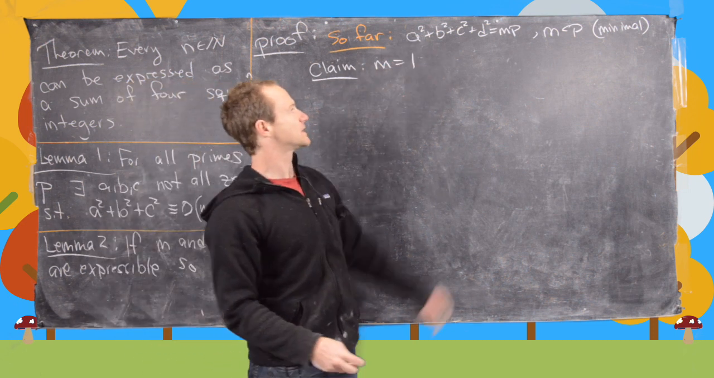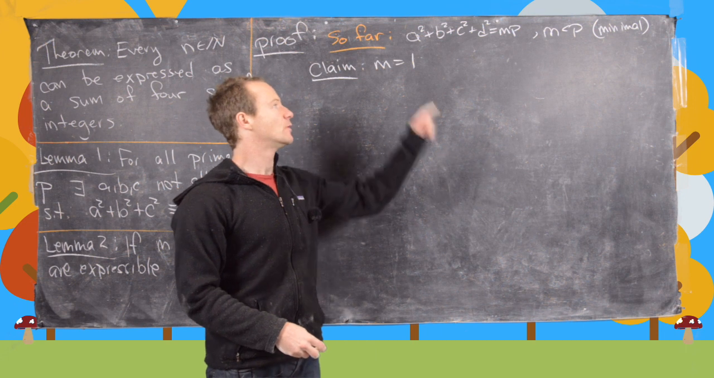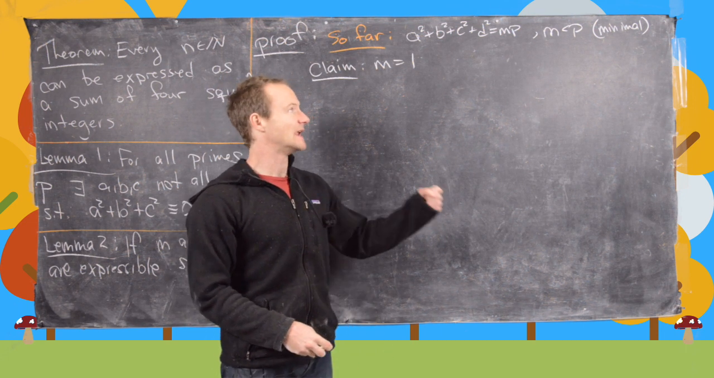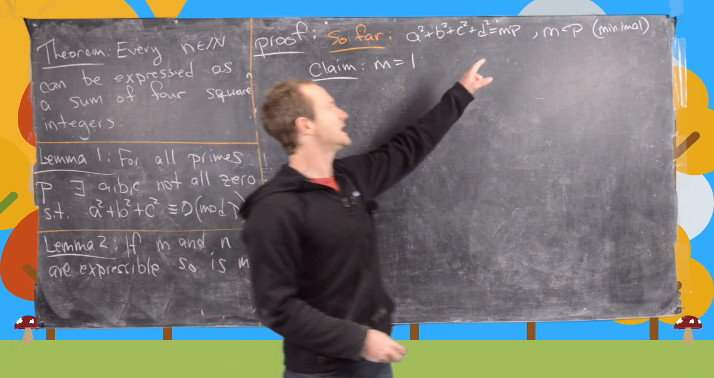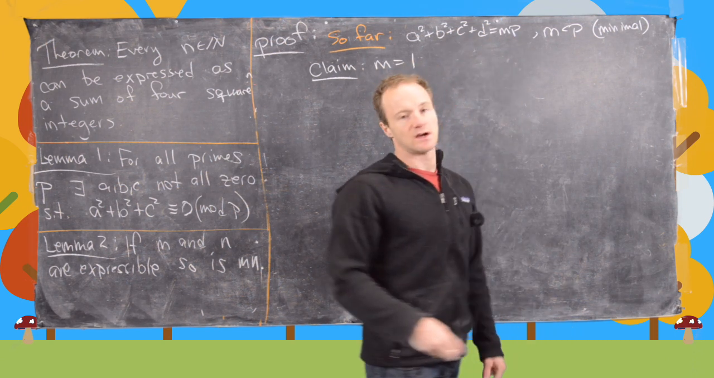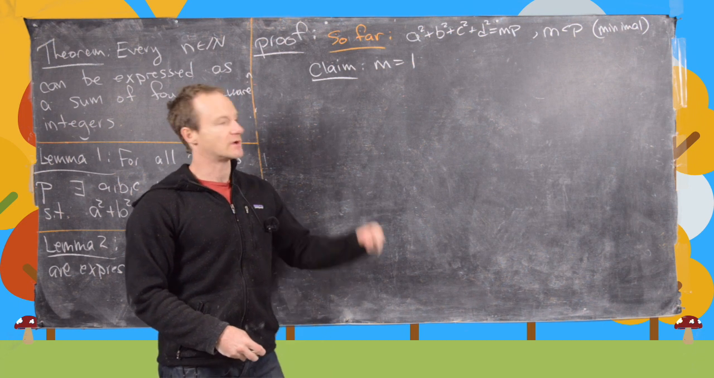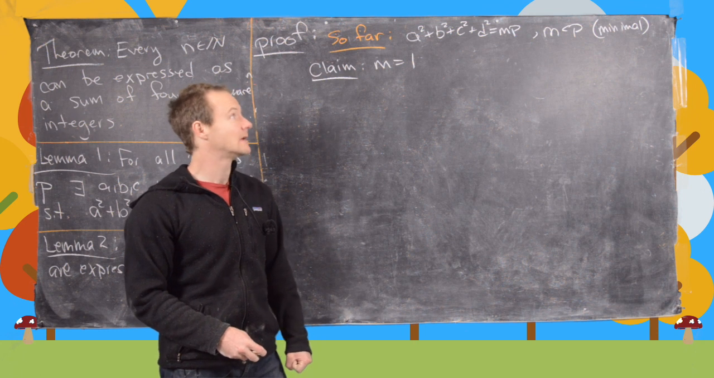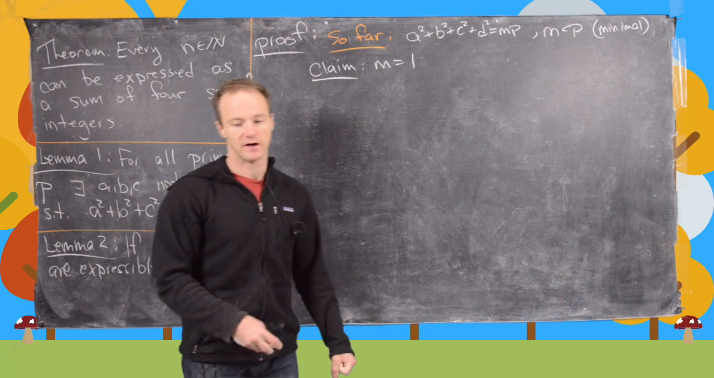We have a squared plus b squared plus c squared plus d squared equals m times p. We have m is less than p. Remember, p was an odd prime. And m was minimal. What I mean by minimal is it's minimal such that this multiple of p is writable as a sum of 4 squares. So in other words, this is the smallest multiple of p that is expressible as a sum of 4 squares, this mth multiple of p.